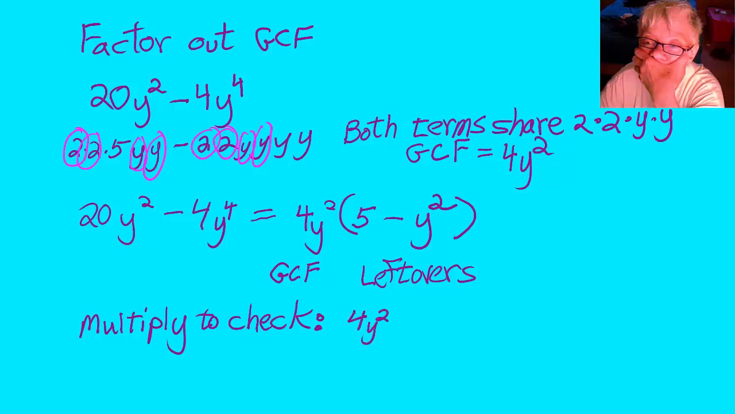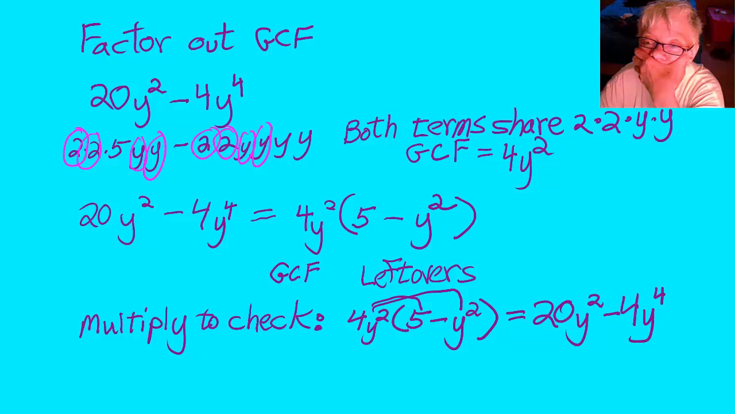We're going to take 4y squared and multiply it by the binomial 5 minus y squared. We're going to take 4y squared and multiply it by 5, and 4y squared multiply it by y squared. So we'll have 20y squared minus 4y to the fourth. And that matches perfectly what you started with.